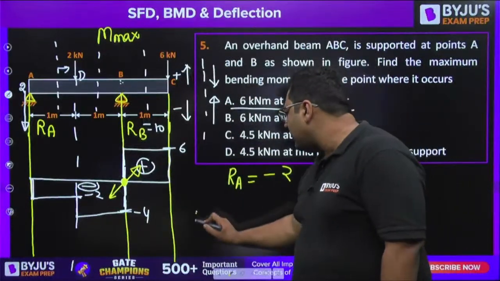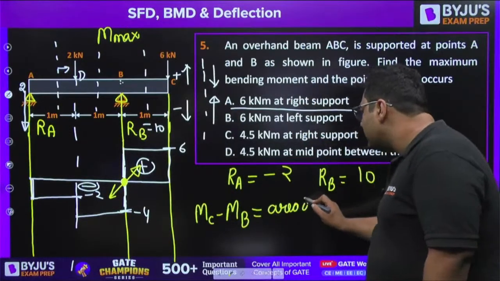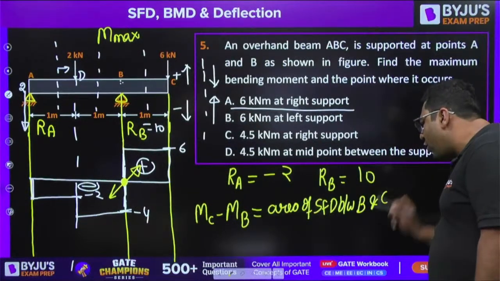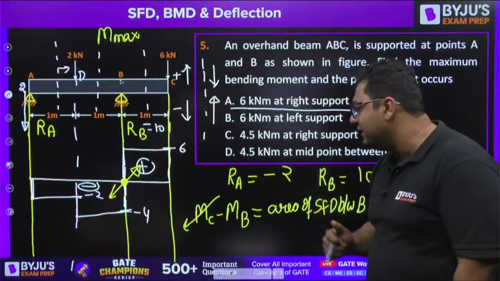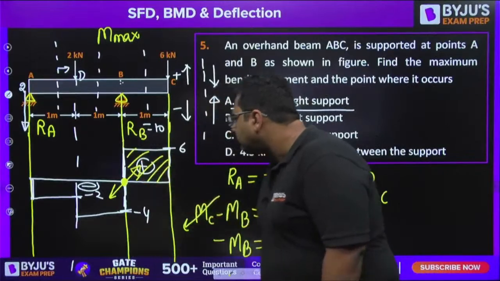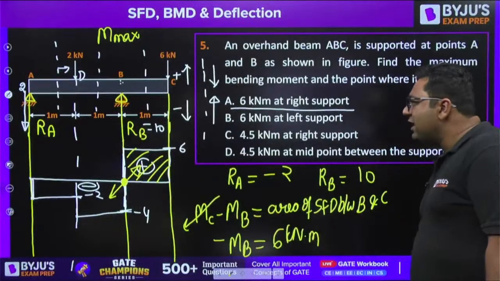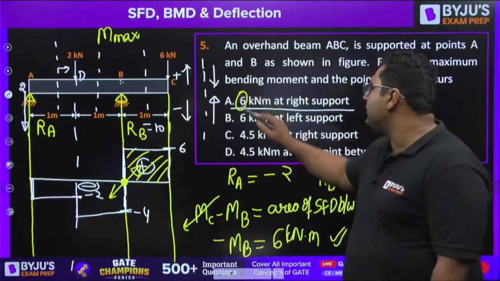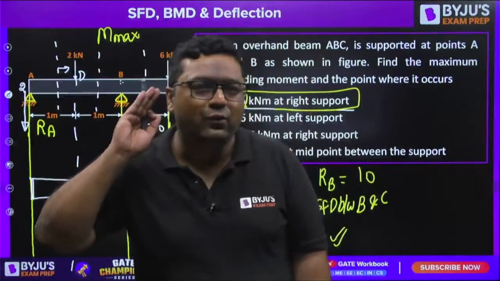You also know that we can write MC minus MB is equal to area of shear force diagram between B and C. Yes, Sachin, are you getting it or not? So you know bending moment at C is going to be 0 because it is a simply supported overhanging beam. So if you write here minus MB, the area is going to be this one. This is 6 into 1. It is going to be 6 kilonewton meter. So we are finding out the bending moment at B, and it is coming out to be 6 kilonewton meter at the right hand side support. A is the right answer. You guys have done it very nicely.